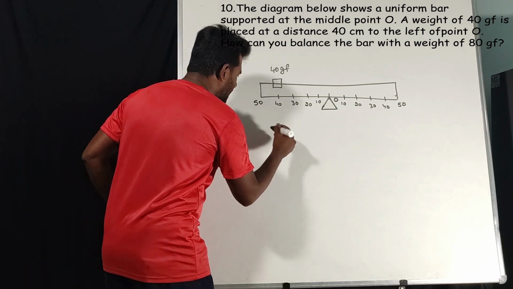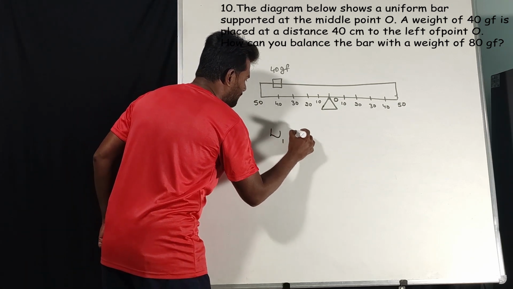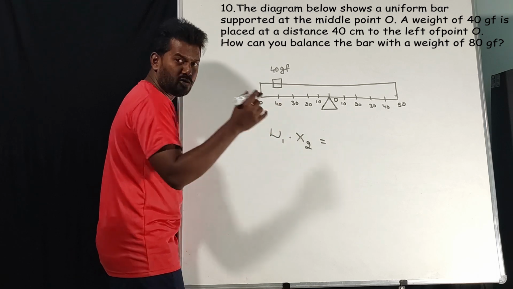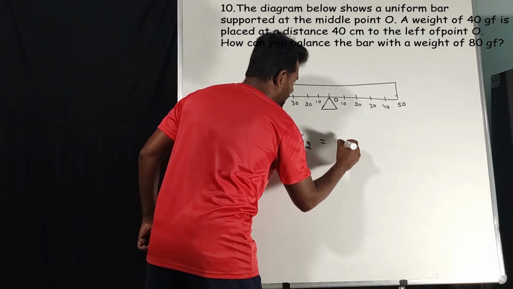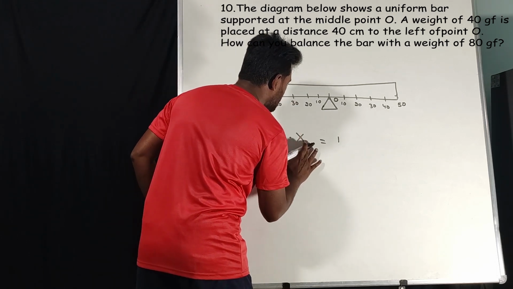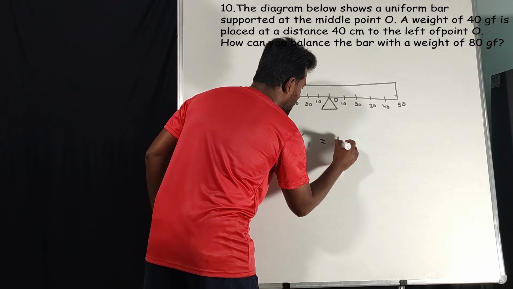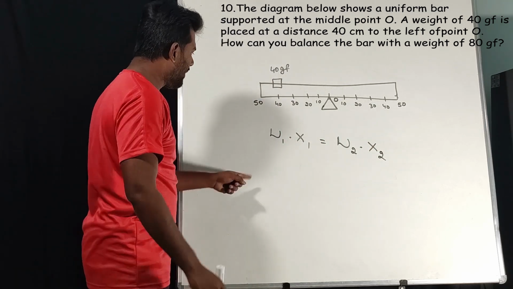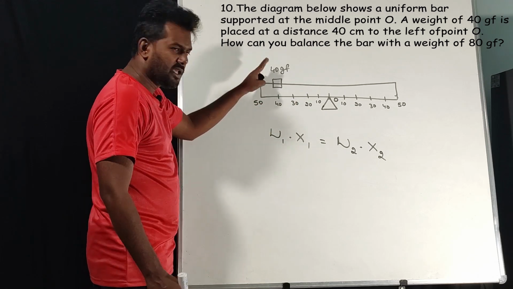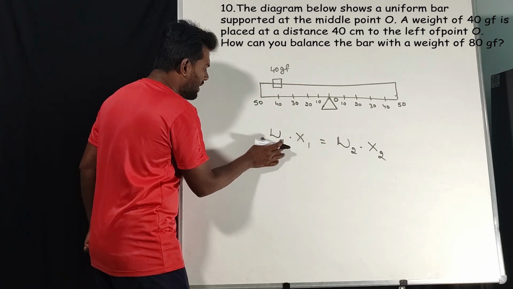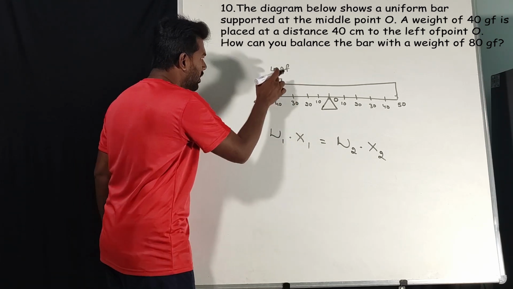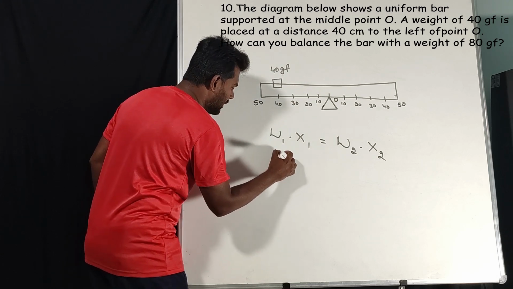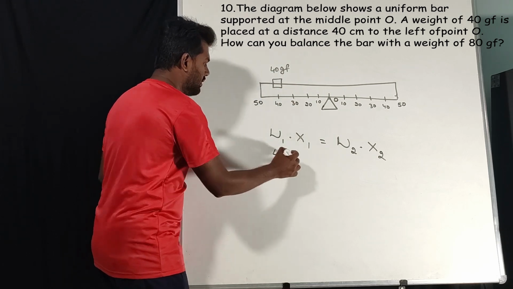Now we are directly going to the concept. You have to write those two sentences, W1 into x1 equals W2 into x2. Okay, what is the value of W1? W1 is the left side, right? What is the value of W1? W1 is nothing but the load. Load is nothing but 40 into x1.